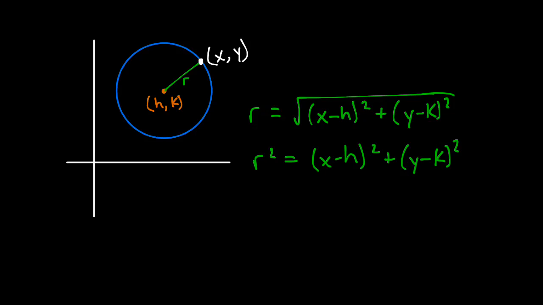So this is going to be the general form for any circle where r is the radius, and in our equation, whatever number is here is the radius squared. And then x minus h is going to give us the horizontal shift of our center, and y minus k is going to give us the up and down shift of our center.